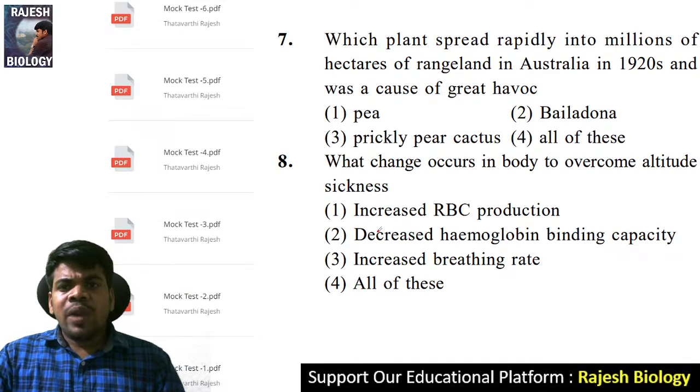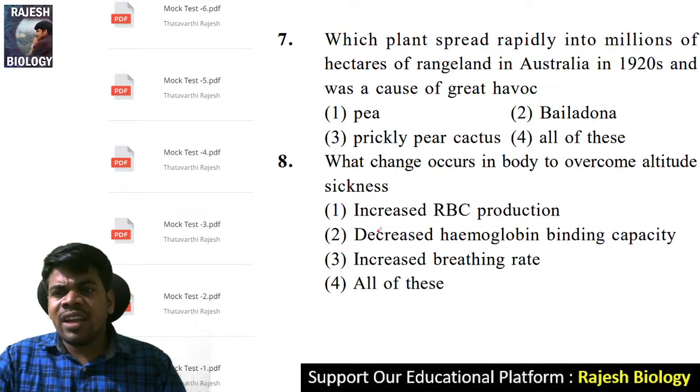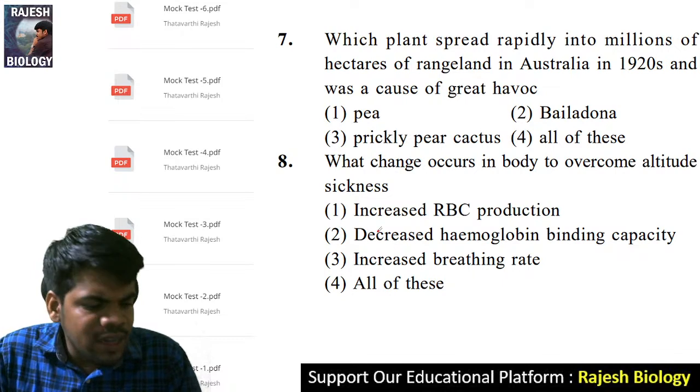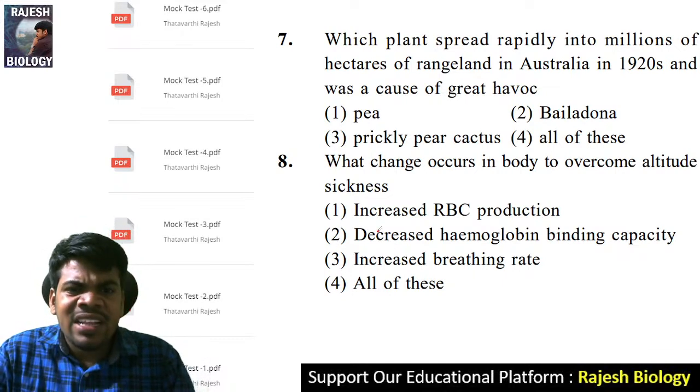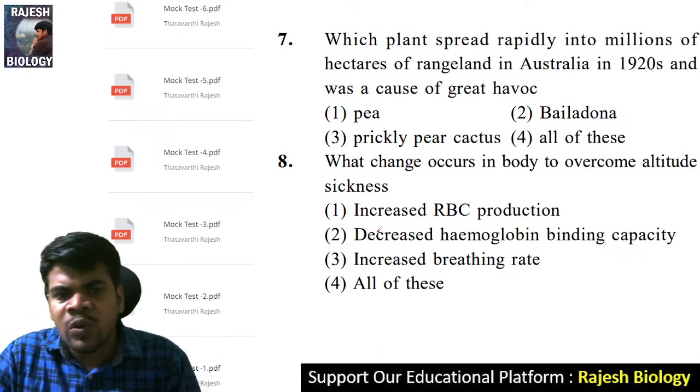Seventh question. Which plant spread rapidly into millions of hectares of rangeland in Australia in the 1920s and was the cause of great havoc? Yeah, it is very important and a direct NCERT line. Of course, all these questions are based on the NCERT only.